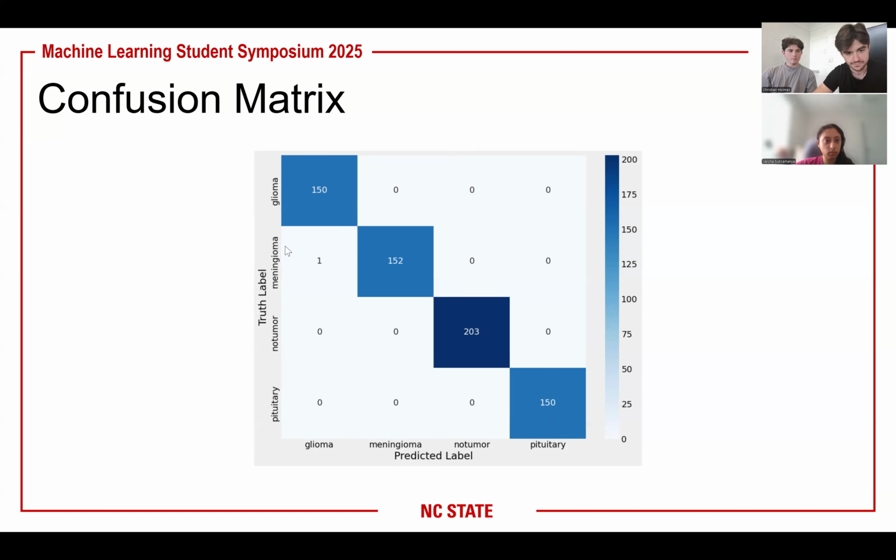And we were able to see that our single misclassification occurs on a meningioma that was predicted as a glioma. So we were able to at least show that our predictions were not misclassified as cancer or non-cancer, just a different type of cancer.